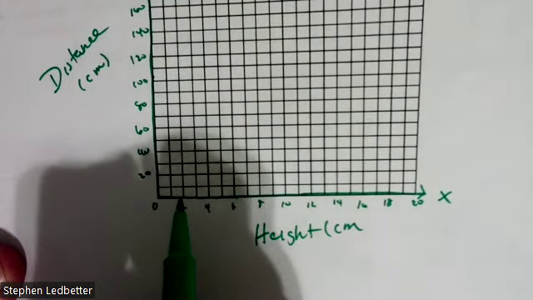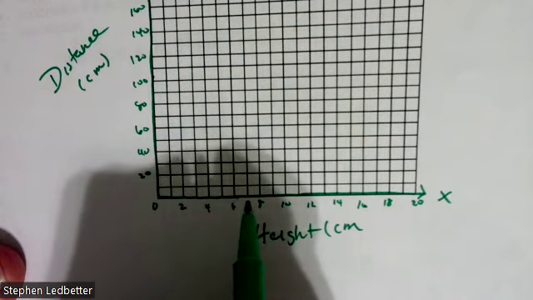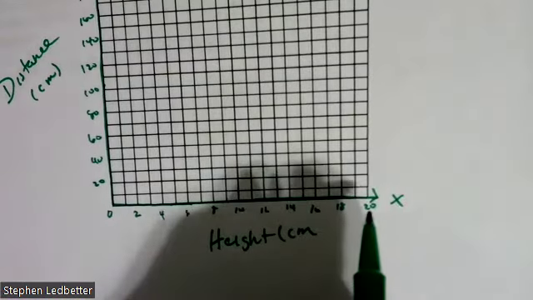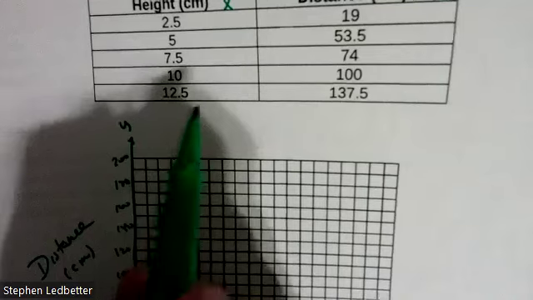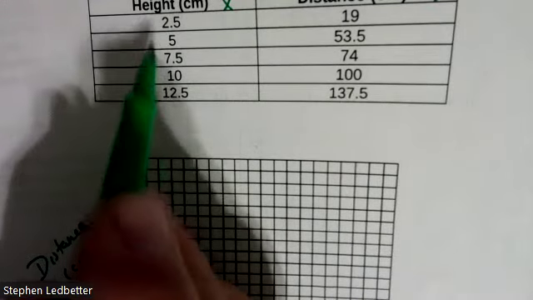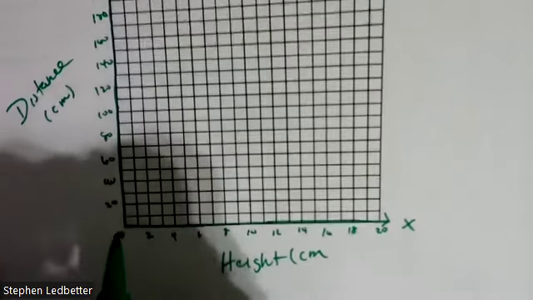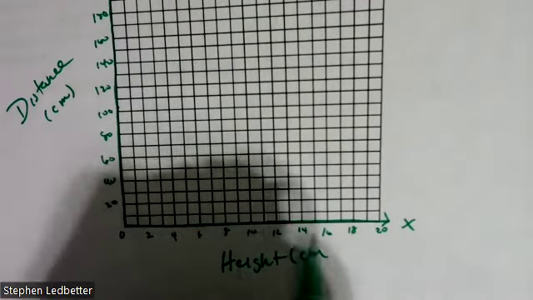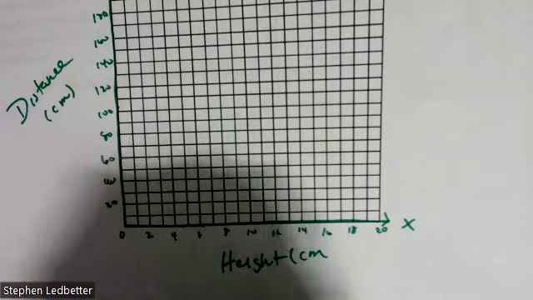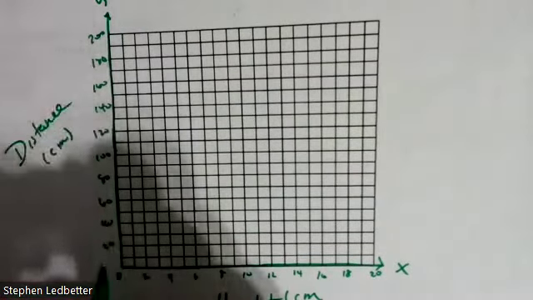So 0, 1, 2, 3, 4, 5, 6, 7, 8. Again, why did I pick ones? Because there's 20 lines. My highest number is 12.5. So we just number them 1 through 20 or 0 through 20. And I just skipped every other line so I didn't have to write 1, 2, because it looks too crowded. Now, this way, there's 20 lines going this way.